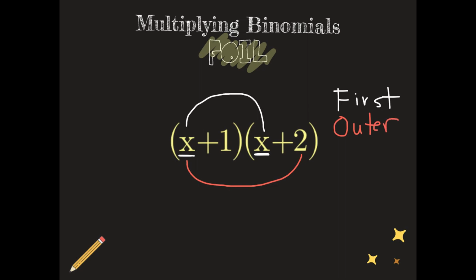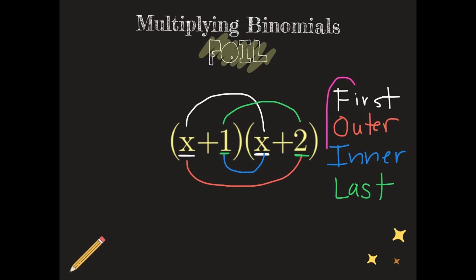Next, we're going to multiply our inner numbers, and you can think of the inner numbers as being the two numbers that are as close to the center as possible. So our inner numbers would be this times this. And then finally, we're going to move on to the last two numbers. So the last two numbers would be this one, the last number in this bracket, and the last number in this bracket. And you're going to multiply those together. So the acronym that you are trying to remember is FOIL, which stands for first, outer, inner, and last.